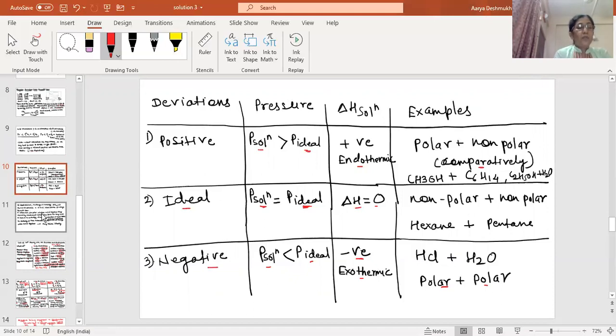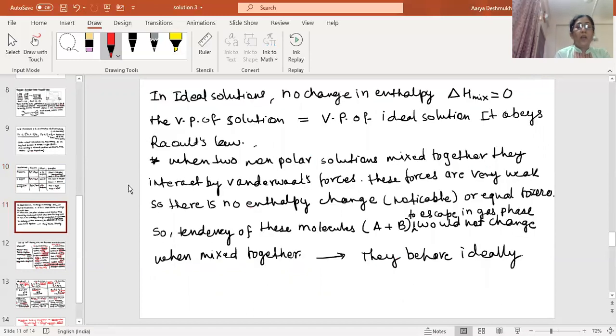Now when we proceed further, in ideal solutions there is no change in enthalpy. Delta H would be 0 for this. The vapor pressure of the solution would be equal to the vapor pressure of the ideal solution. So it obeys Raoult's law.